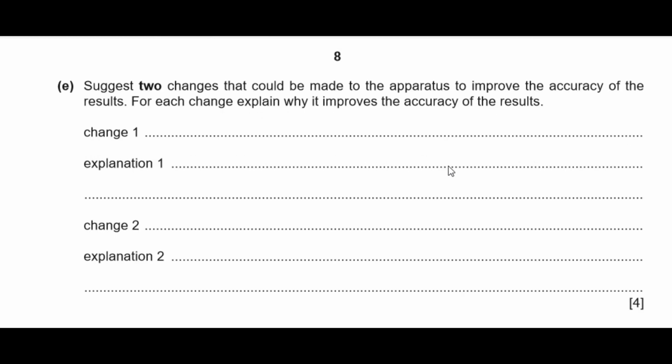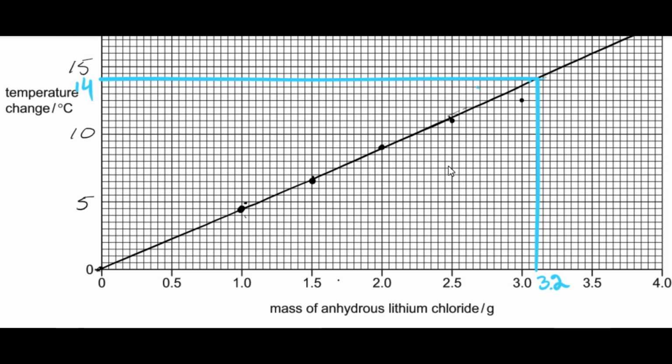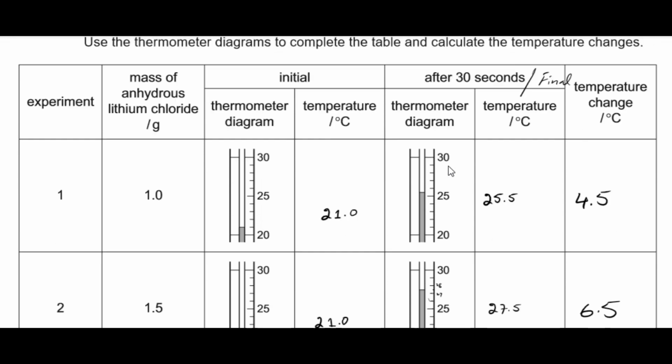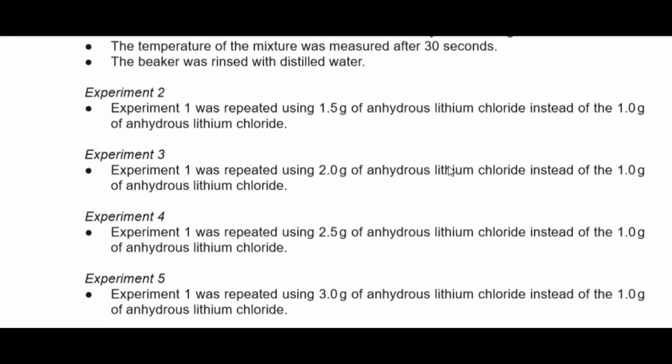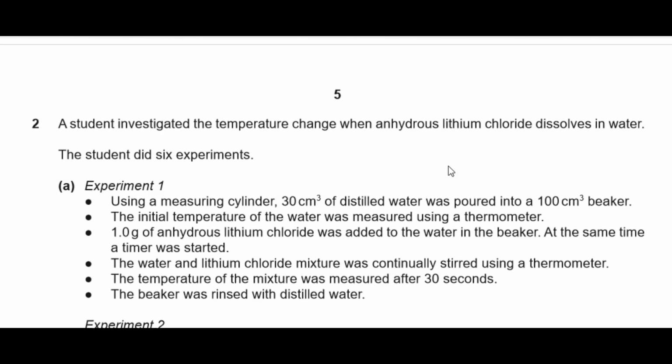In the next part, we are asked to suggest two changes that would be made to the apparatus to improve the accuracy of the results. For each change, we need to give a reason or explanation as well. So let's read the question once again.